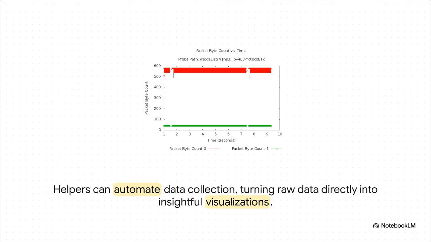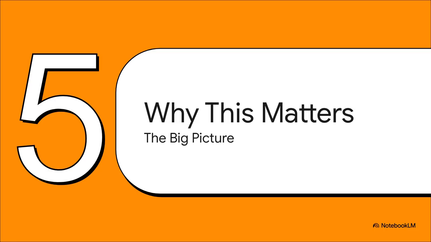And here is the payoff. Using special helper classes, you can automate this entire pipeline. You can go from a raw data source, like keeping track of packets being sent from a node, directly to an insightful graph like this one, all with just a few lines of script. It's fantastic. So let's pull all these different pieces together for a second. Why go through all this trouble? Why build these complex virtual networks inside a simulator?